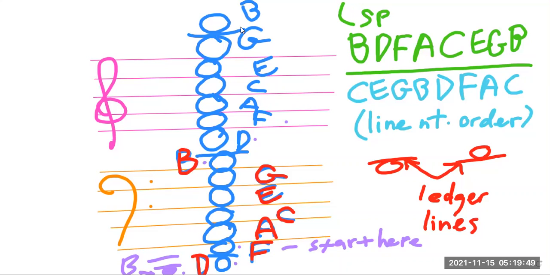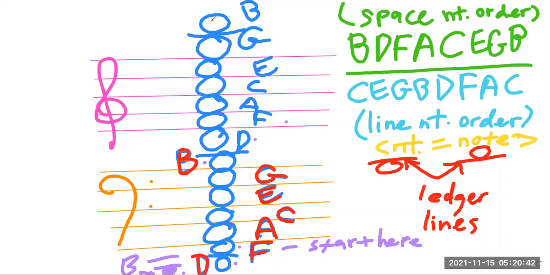Wait, not line notes. My bad. This is space notes. There you go. There. Space note order and line notes order. I'm just gonna put this on a disclosure here. Note. Okay. All right. Yeah, we're good.